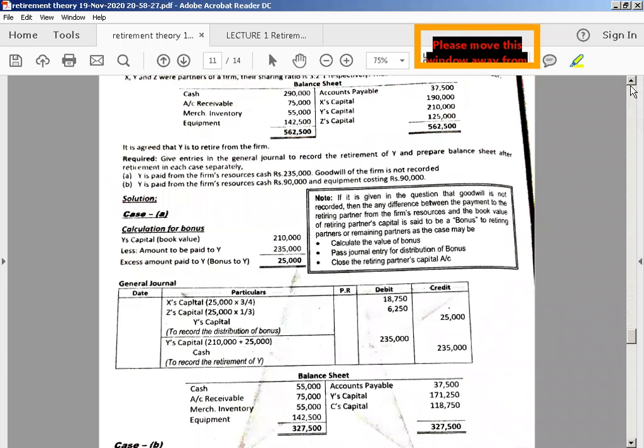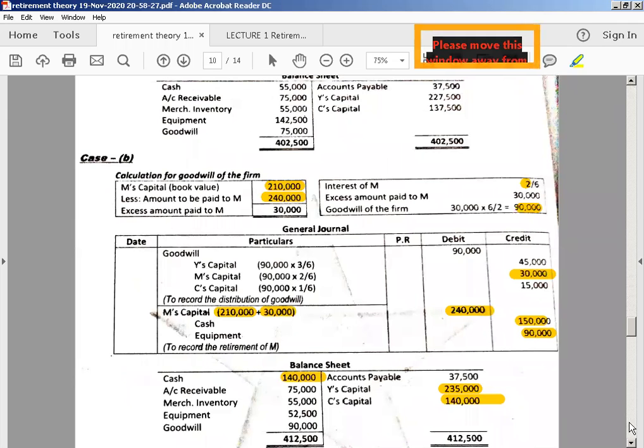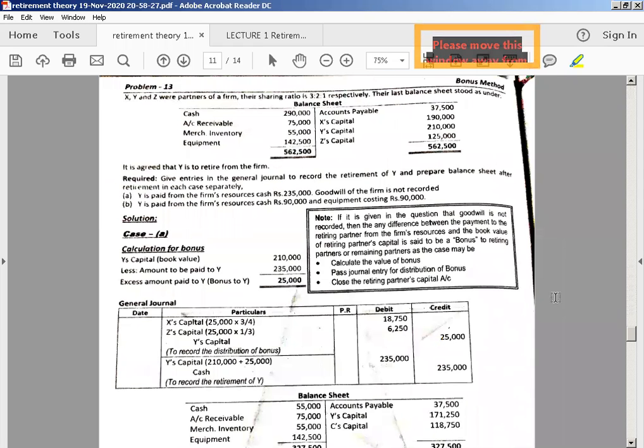This is your question of bonus method. Wait for a while. I'm giving you a little bit of time for your participation sections also. Yes, this is your question for the bonus method.